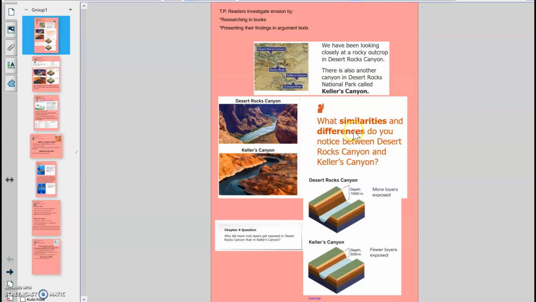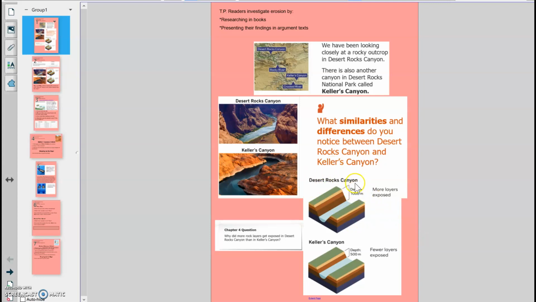What similarities and differences do you notice between these two canyons? Well, one big similarity I'm noticing is that they both have a river right in the middle of them. They have tall sections of rock on both sides of the river, but it seems like the river is cutting through the middle. A big difference I'm seeing is that Desert Rocks Canyon seems deeper. Okay, there's more stripes or more rock layers exposed, and Keller's Canyon has fewer stripes, fewer rock layers, and it seems shallower. So here's a diagram to help us see.